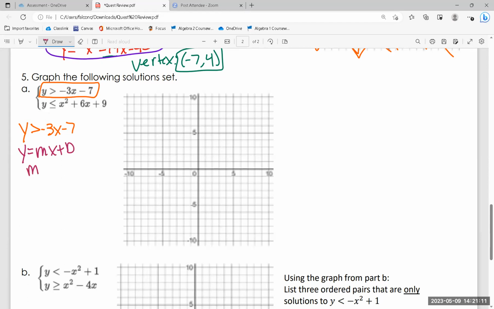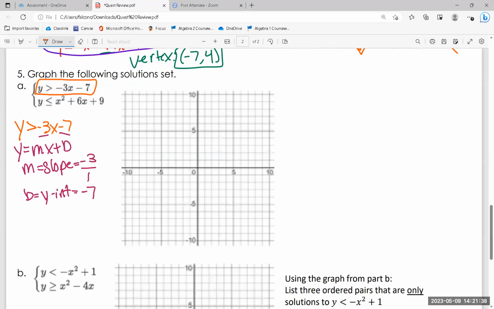So m is the slope, and in this case, it's the -3. And then when I think of slope, I think of rise over run. So if it's a whole number, I like to put it over 1. That way I can rise -3 and run 1. And then b is your y-intercept, where your graph crosses the y-axis. And in this case, it's a -7. All right, so let's go ahead and graph that.